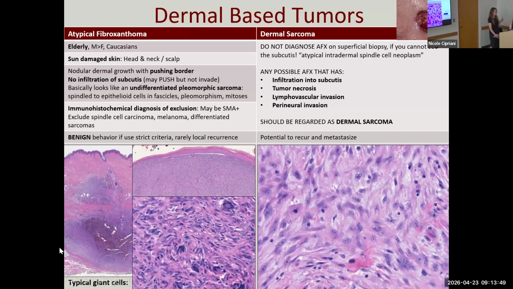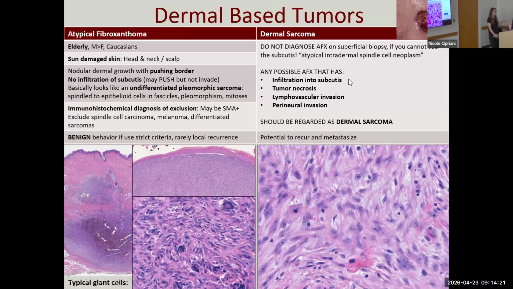However, you have to know that it should not have any infiltration into the deep subcutis. It should have a circumscribed border at the bottom. If you do not see the bottom and you are only dealing with a shaved biopsy, you can't call it an AFX because you don't know how deep it goes, okay? So, malignant spindle cell neoplasm of dermis, essentially. If you fit all the criteria of AFX, i.e., smooth border on the bottom, these behave okay. If you do not, these are highly aggressive malignant dermal sarcomas.